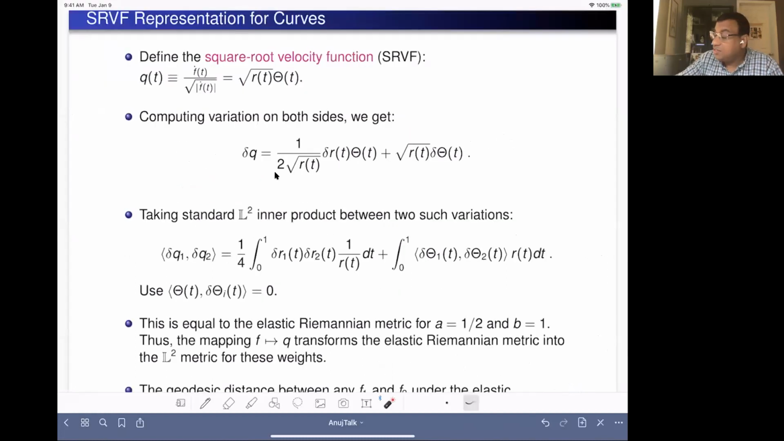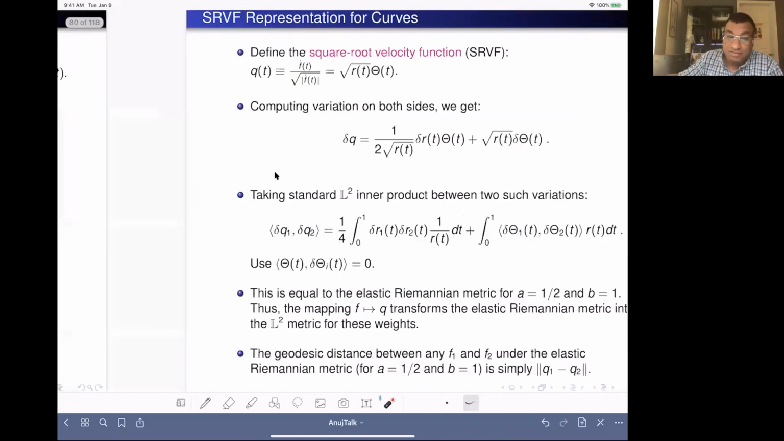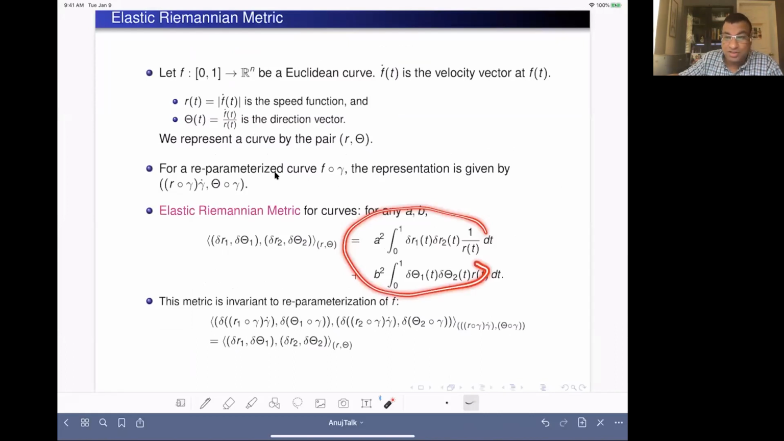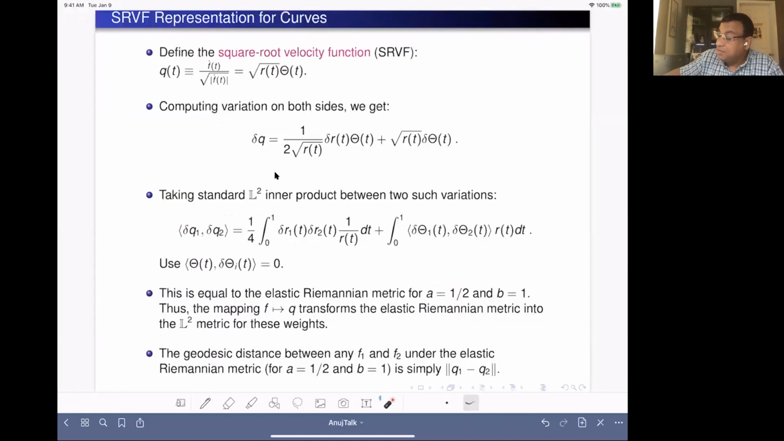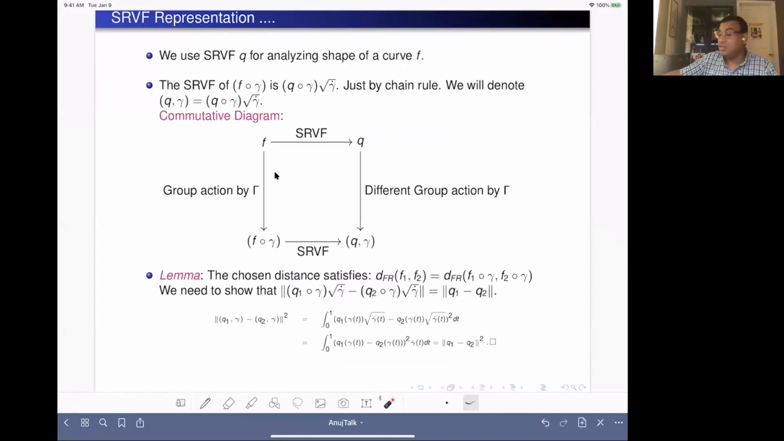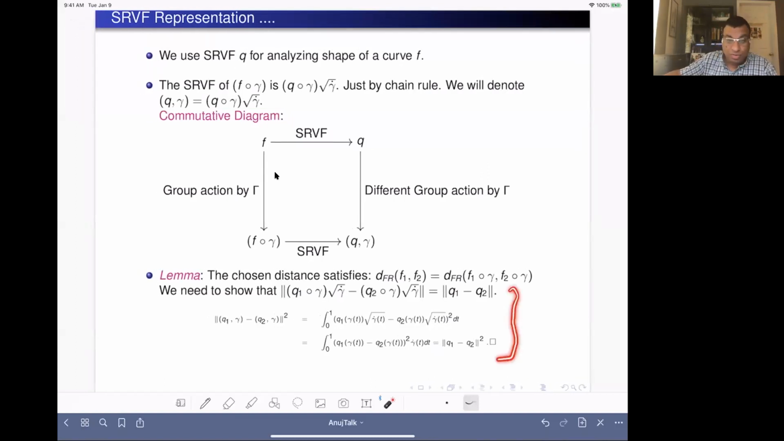And what is nice about this square root representation is that this complicated metric, which has lots of nice mathematical properties, but is complex to work with, under this change of variables becomes the L2 norm. So the distance under the elastic Riemannian metric is simply the L2 norm between the SRVFs of two curves. So just like the scalar functions, with these curves we work with the SRVFs of the curves. There are a lot of nice, interesting properties, with very simple one-line, two-line proofs.